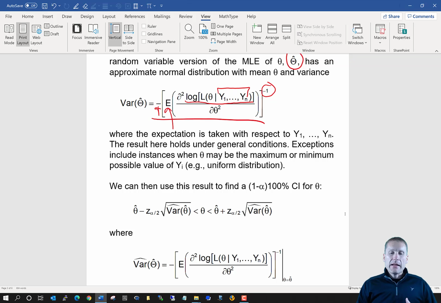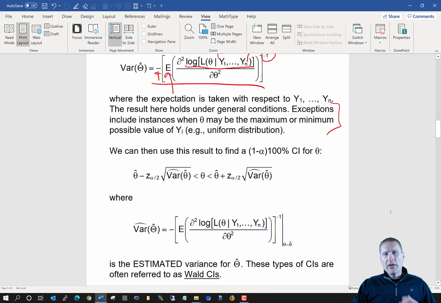Now, this result holds true under very general conditions. There are some particular cases where it won't work very well. For example, let's say that this parameter theta ends up being a value such that it defines the range that your random variables are defined upon.